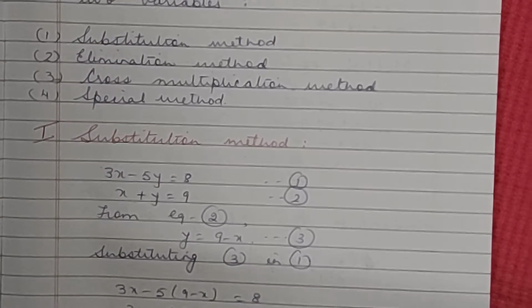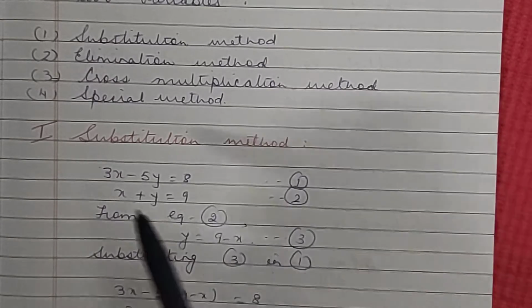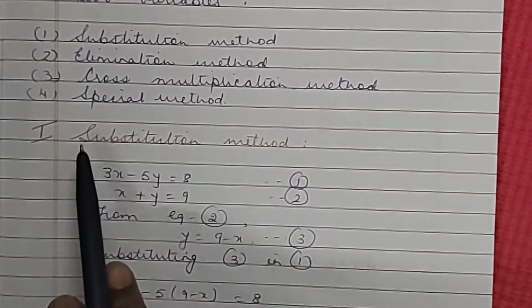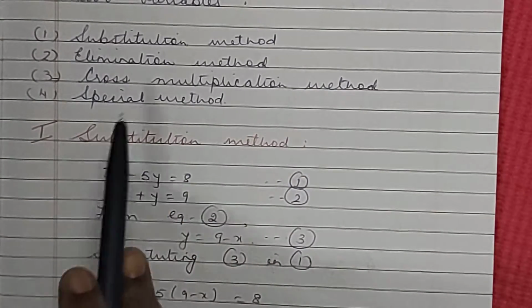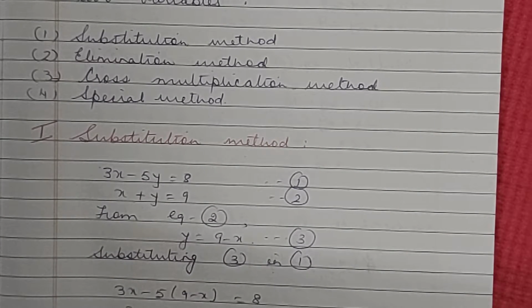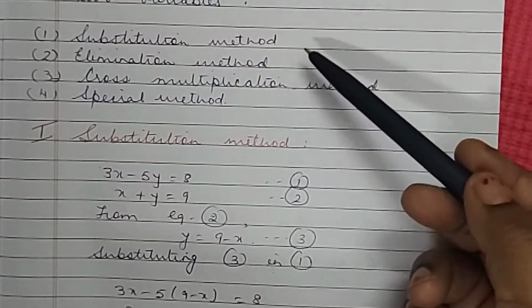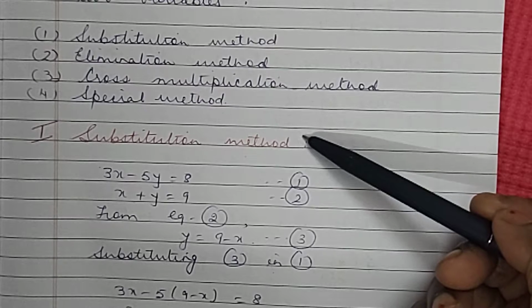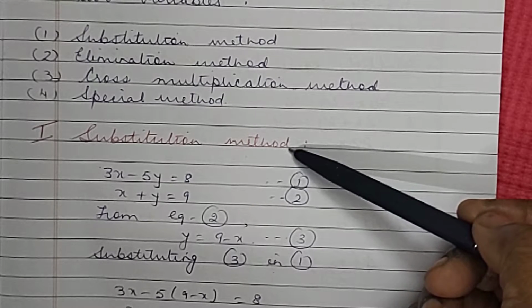Now, what are those 4 methods which we will be using? First is the substitution method, then the elimination method, the cross multiplication method, and a special method. So there are two methods of solving a pair of linear equations. First is the graphical method and the other is the algebraic method. In the algebraic method, these 4 methods are involved. Now let us start with the substitution method.